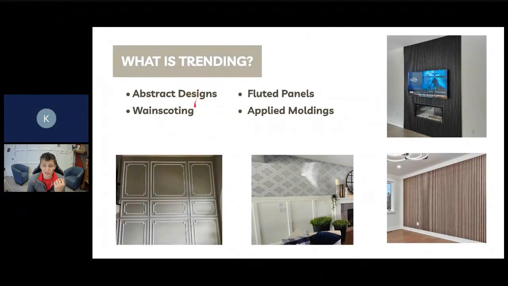What we're seeing a lot of is people like the abstract designs, right? The modern design. Wainscoting is coming back. We're seeing a lot of wainscoting all over the place. The fluted panels, like I mentioned, the acoustic panels, those are becoming popular, and the applied moldings or the picture frames. So out of all those, do you have any favorites?